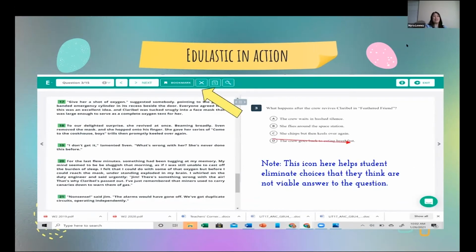And then aside from that, Edulastic has its built-in feature wherein the students can cross out and eliminate the answer choices that the students think will not be needed. So it helps them eliminate those answers, so that when they are now thinking what is the answer to this question, it is easier for them. So this icon helps students eliminate those choices that they think are not viable answers to the question itself. It's the one that you will be able to see after this. I'm going to be showing my screen with you, manipulating it on my end.